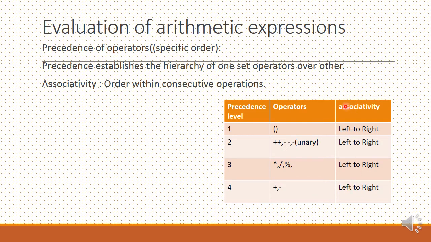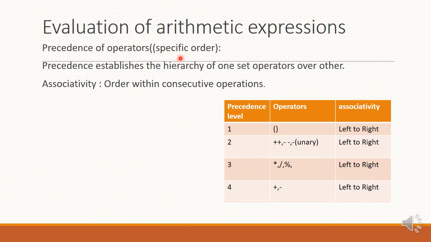For most expressions, the associativity is left to right, but one or two operators in the C language have associativity from right to left. You are going to learn that in the next classes. I think all of you understood the meaning of the precedence of the operator and the associativity of the operator. Let us learn the definition.